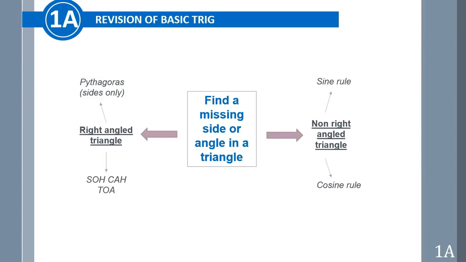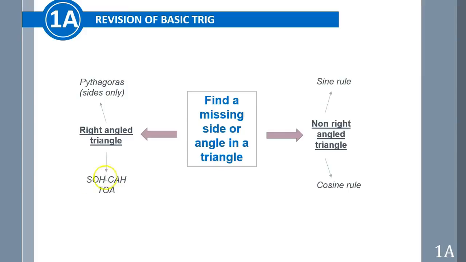If there's not a little square in the corner, you will either need to prove it's a right angle triangle by using Pythagoras, or you need to assume it's not a right angle triangle. Okay, it doesn't matter how much it looks like a right angle triangle. If there's no corner and you can't prove it, it is not a right angle triangle.